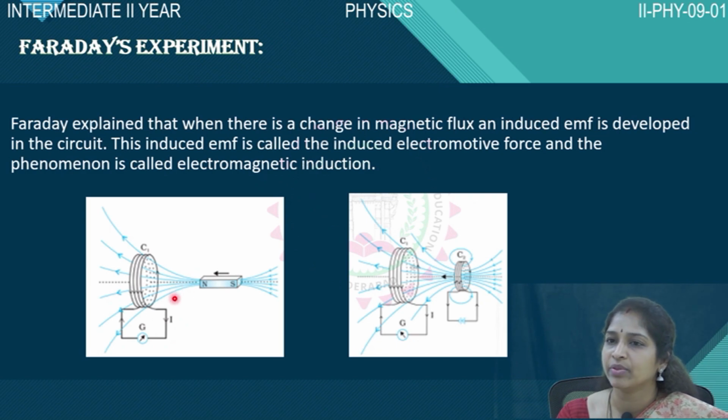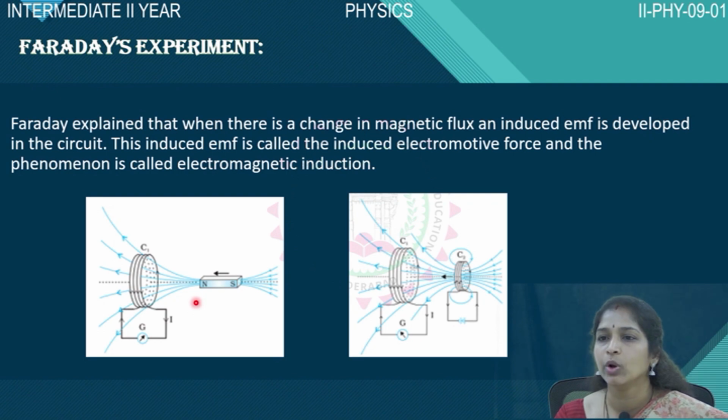So there is an increase in the magnetic flux. Due to this increase, the galvanometer shows deflection, in the sense that current is induced in this coil, and the current is induced due to the EMF. He also observed that when the magnet moves away from the coil, there is a decrease in the magnetic flux. Even then, the galvanometer shows deflection, that is, induced EMF is produced. Even in that case, current is induced in this coil.